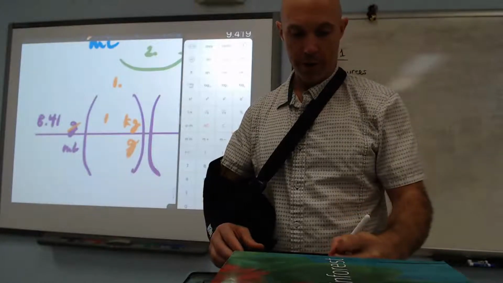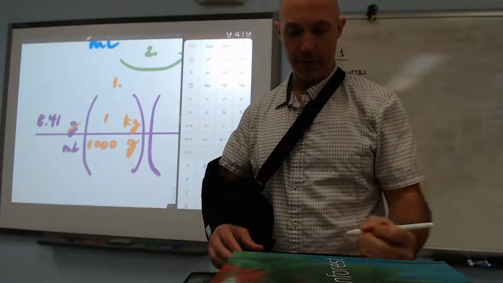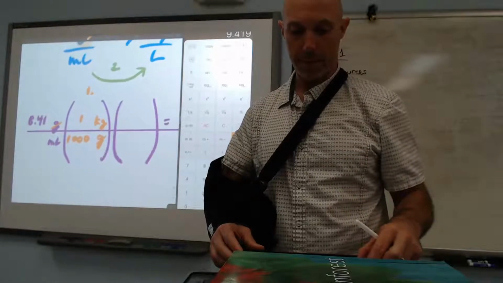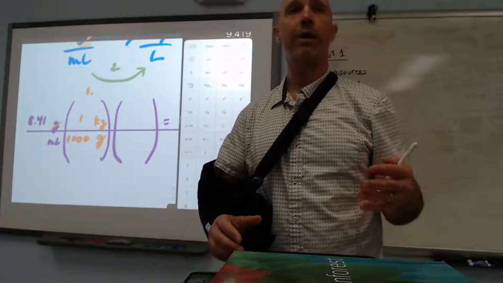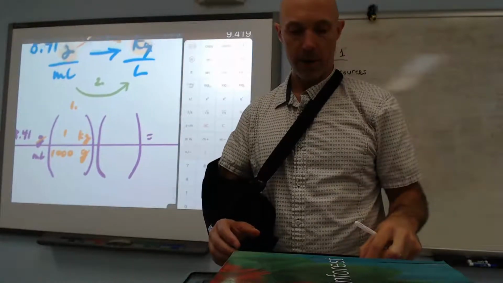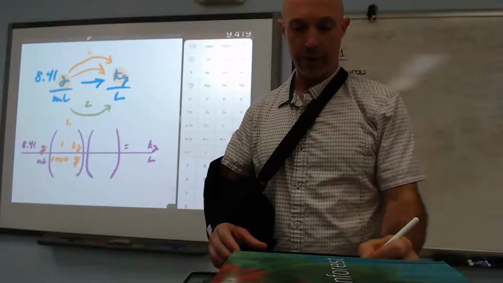So 1 kilogram is 1,000 grams. Cool. That's the first part. Again, don't try and jump into the answer at first. Just fill it out step by step. Part 2, doing in green.